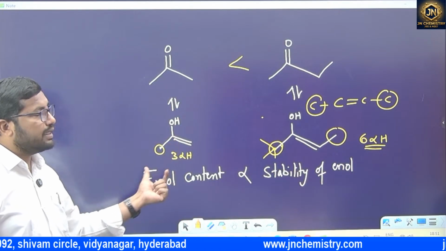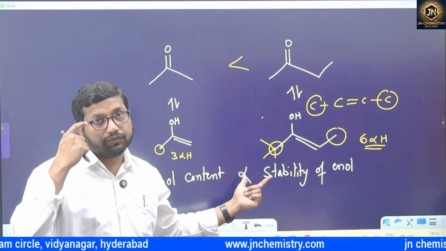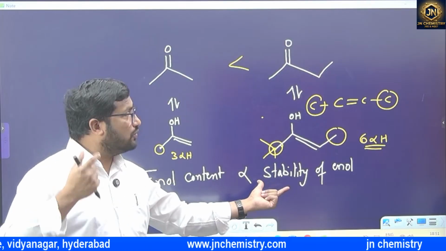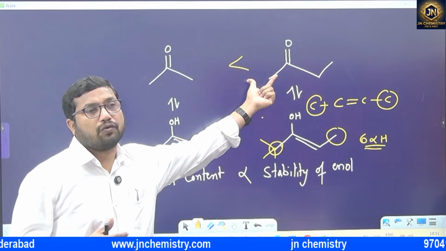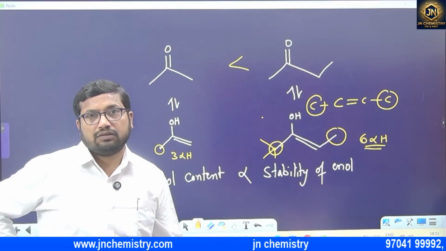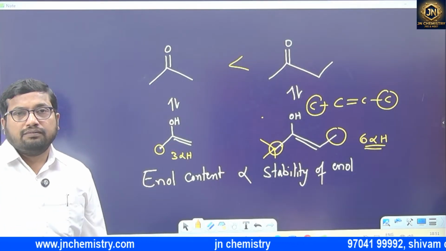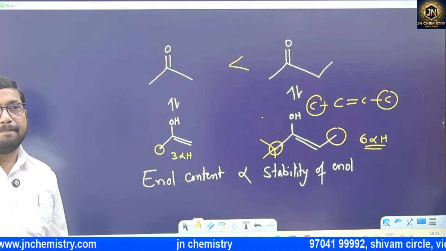So basically, enol content is directly proportional to the stability of the enol. Which enol is more stable means that its enol content is more. Clear? Done?